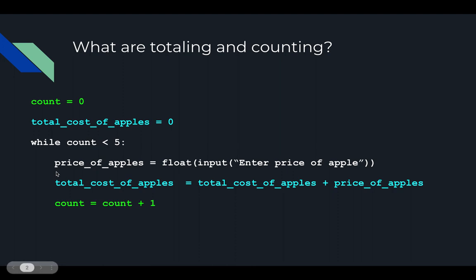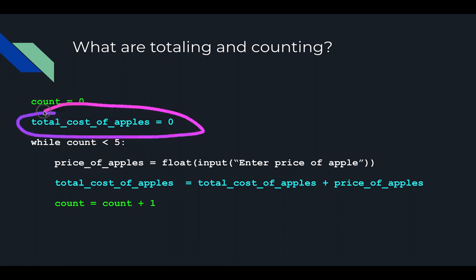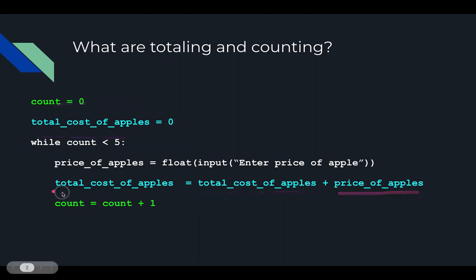Each time right here, we're getting an input for the price of an apple. So basically, we're running this code 5 times. Each time we're asking for the price of an apple that a person bought, and we're storing it in a variable called price of apples. And then that's getting added to total cost of apples each time. So old value of total cost of apples, price of apples, and then the new value.